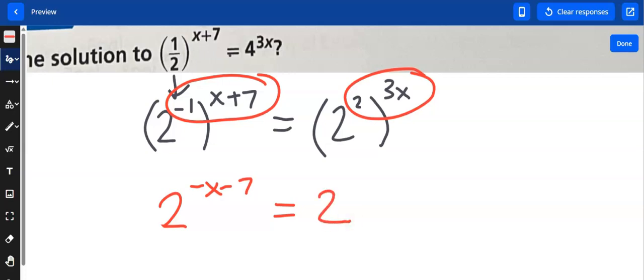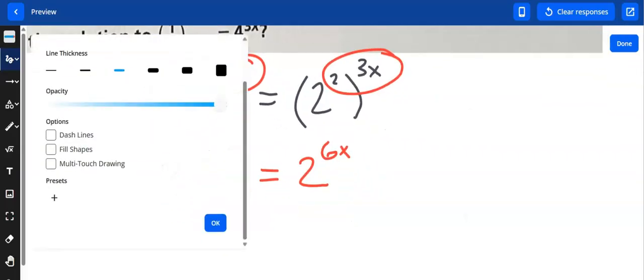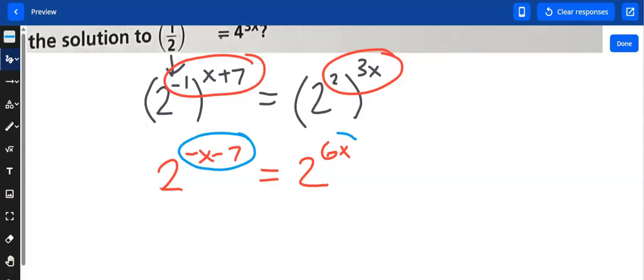And on the other side, we have 2 to the 6x. That's true. What do we need to do now? We can literally ignore the bases. Thank you for your suggestion. It's not really canceling, but you are ignoring them. And you're saying, I'm going to set an equation where I'm only comparing the exponents because I know that these two things have to be equal. Otherwise, this can't be true.